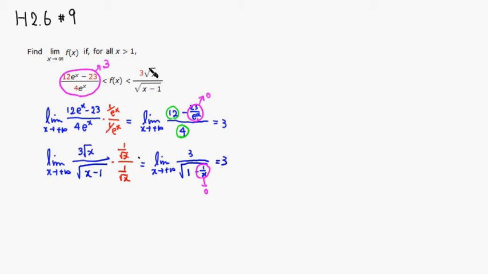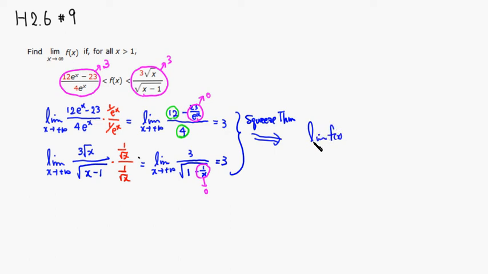As we were hoping, the smallest guy and the largest guy both go to 3, so therefore, by the squeeze theorem, we know that the limit of f of x as x approaches infinity is equal to 3.